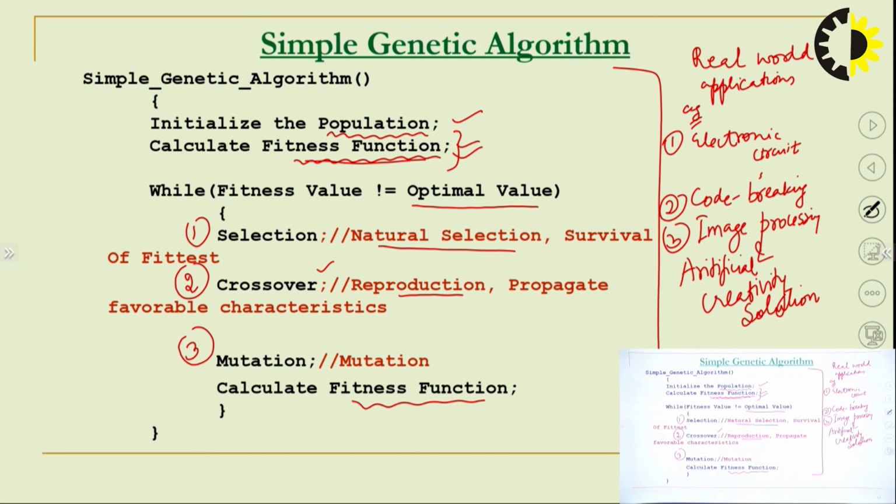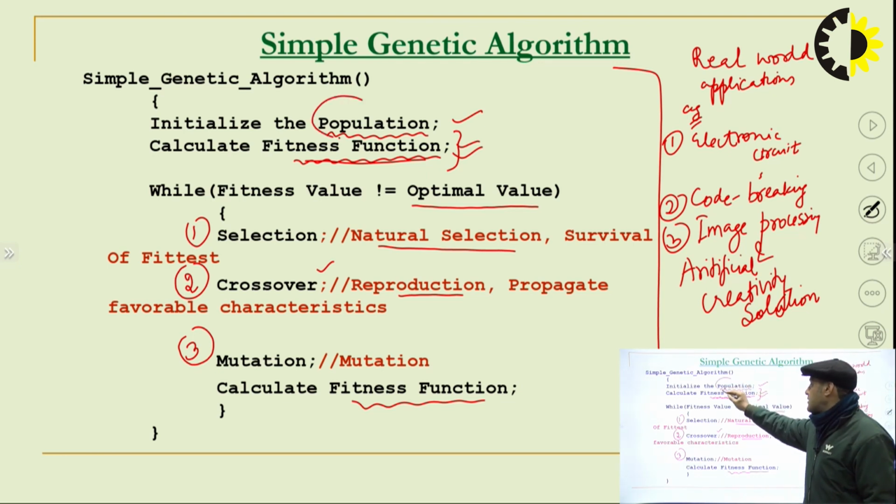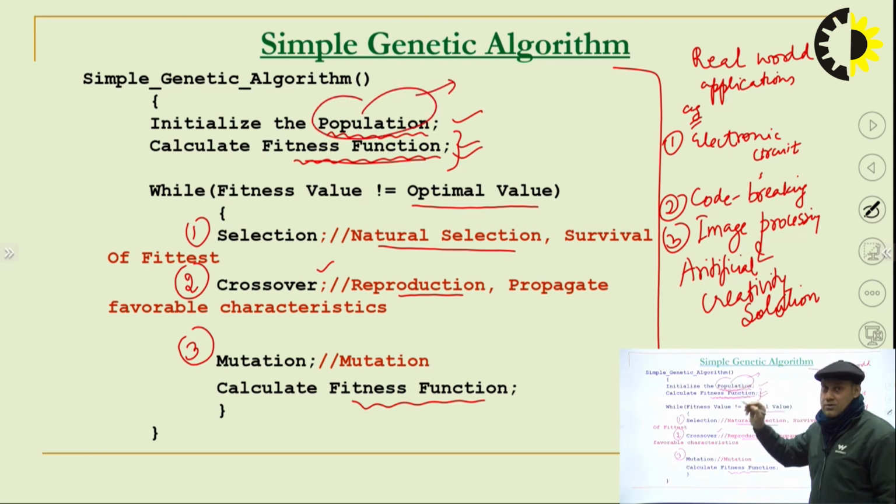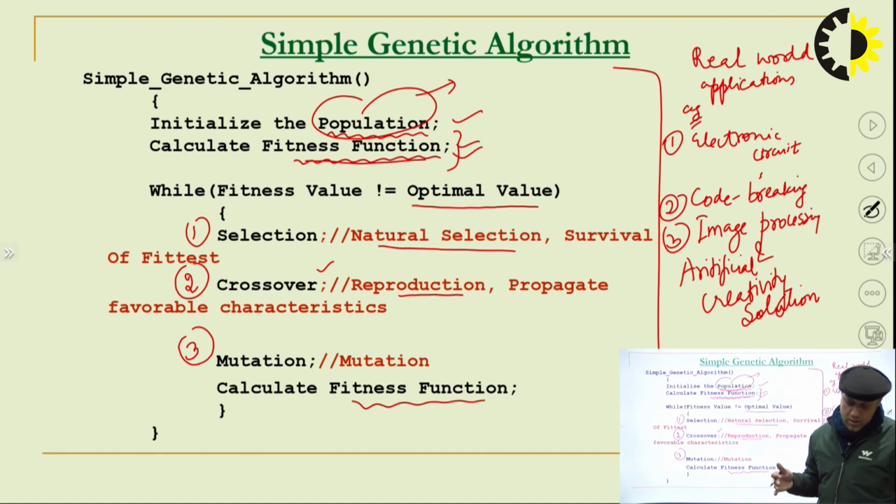Number one, population. What is the population? Population can be defined as a subset of all possible solutions which can solve the given problem. This word population is widely used in genetic algorithm. Okay. Another term we can use here, this is number one, population.